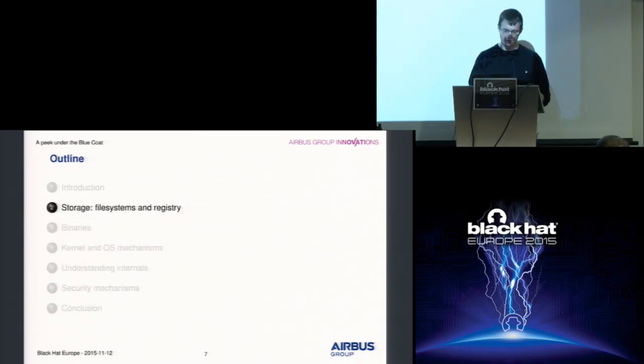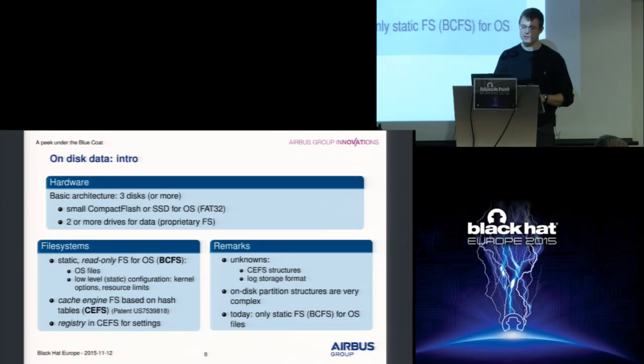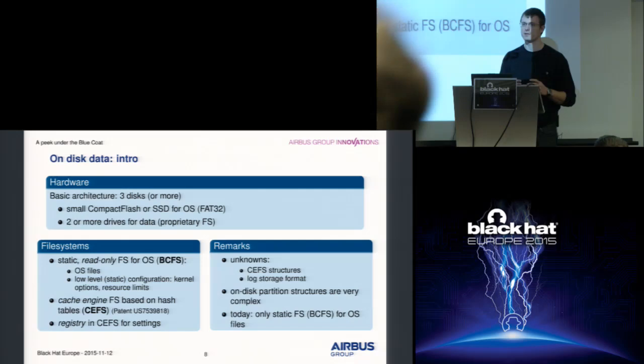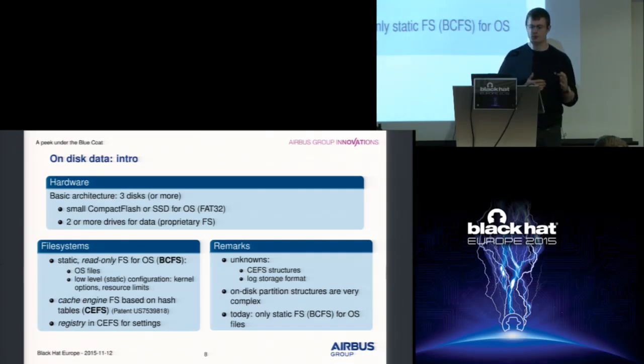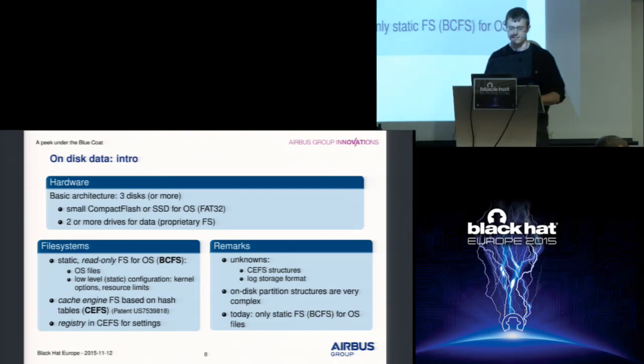So how do we get into the file system? I'll just give you a small introduction on how the hardware works. The basic architecture is that you have 3 disks, which is the minimum number of disks you can have, though you can have more. And so you usually have a small compact flash or SSD, which is used for the operating system itself. And then you have 2 or more drives that are used to store everything else. That's mostly configuration data, and also, of course, the cache file for the proxy and all the user data that is stored in the proprietary file system.